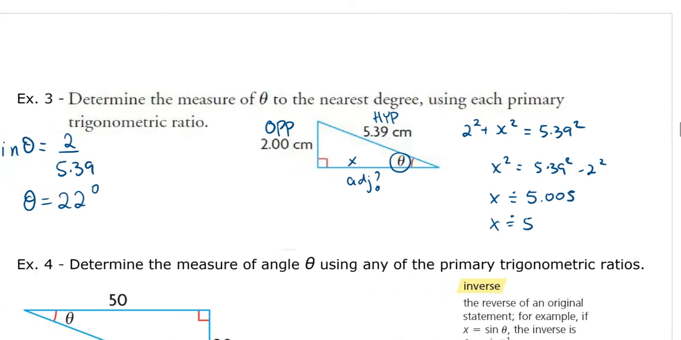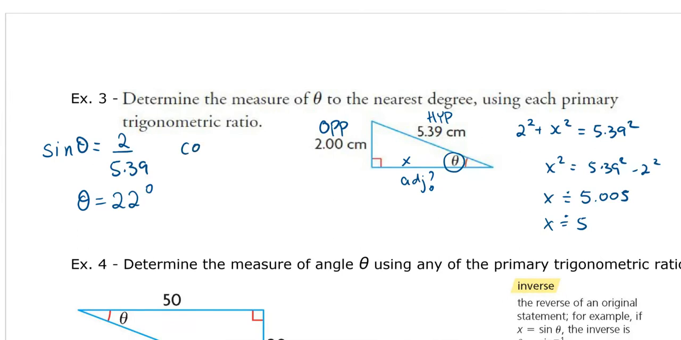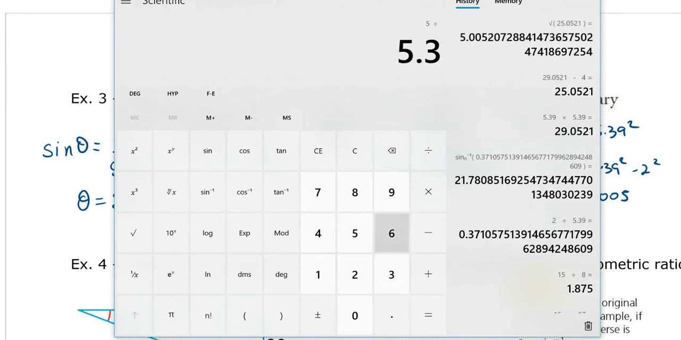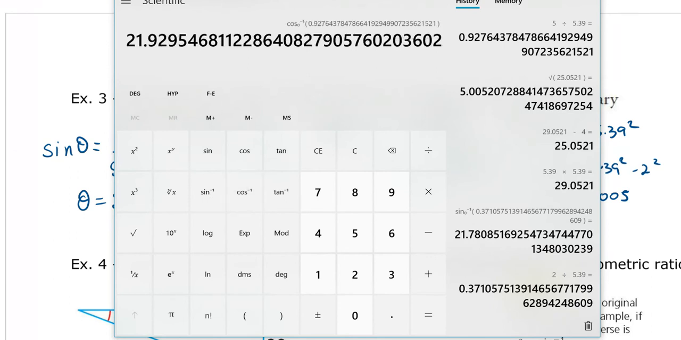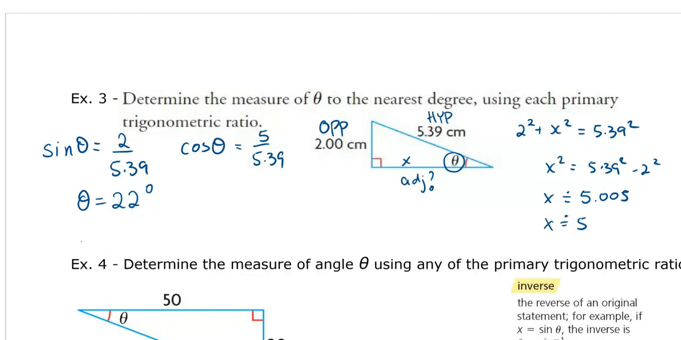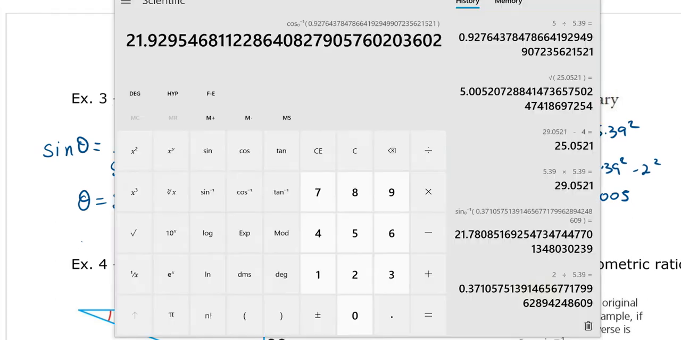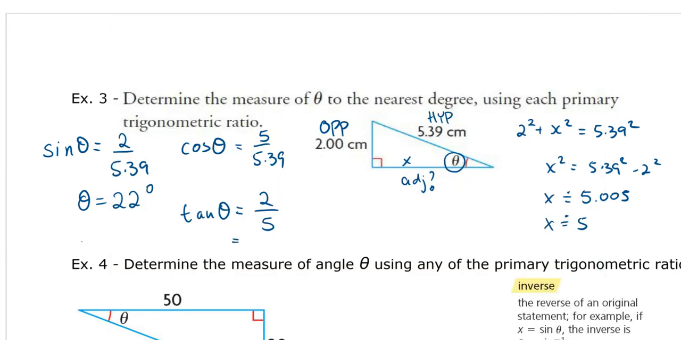Okay, so to find my cosine ratio, I need the adjacent side, which is 5, and the hypotenuse is 5.39. So 5 over 5.39. 5 divided by 5.39. And there's my decimal, 0.9276. And if I wanted to find the angle, you take the inverse cosine, and you should get roughly the same answer, 22 degrees. And my tangent ratio is going to be the opposite over adjacent, so 2 divided by 5, and that's approximately, well, 5 is not exact, but it's going to be approximately 0.4 as a decimal.